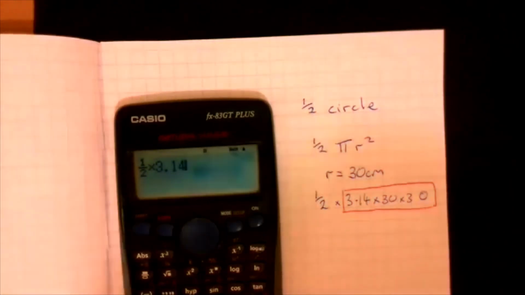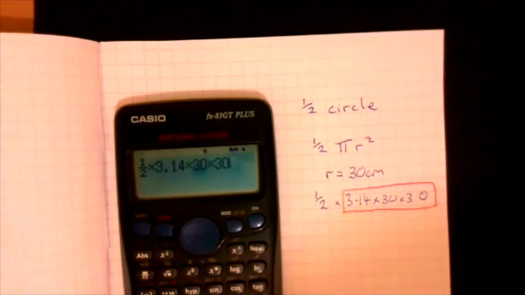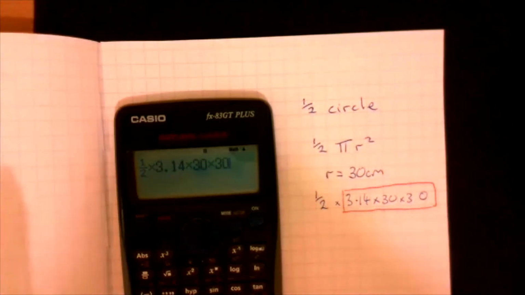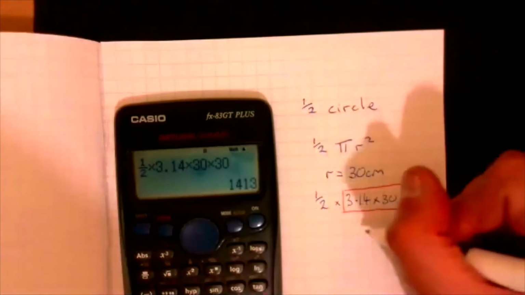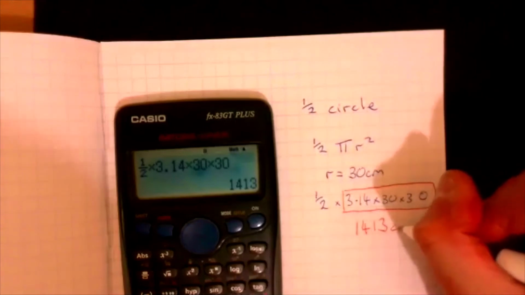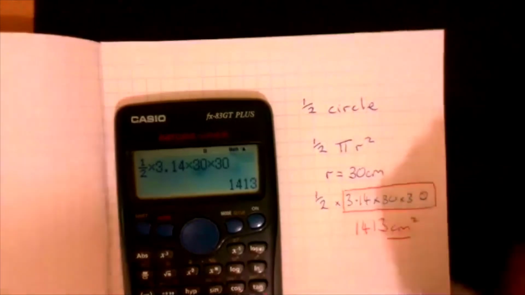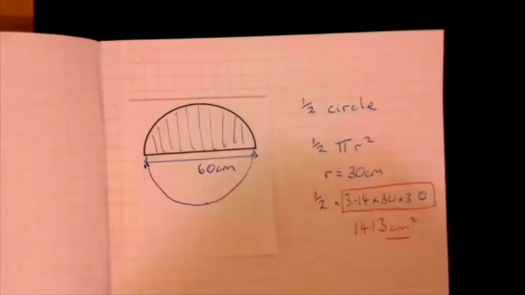Remember, I'm not using the exact value of pi. That's okay, it means we'll just be slightly out, and that's fine. If you use the exact value of pi, you might get a slightly different answer. Here we go, look. So the answer, 4,413 centimeters squared, because it's an area. There we go. Have a go at the questions, see how you get on.